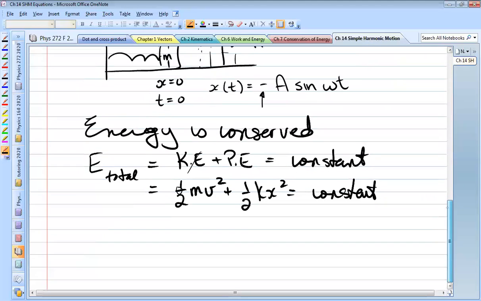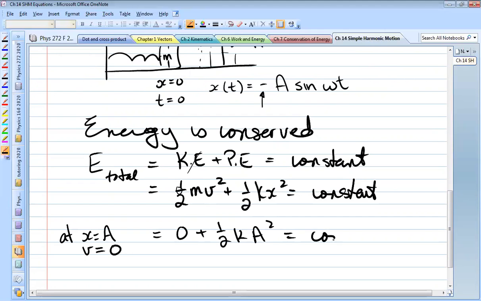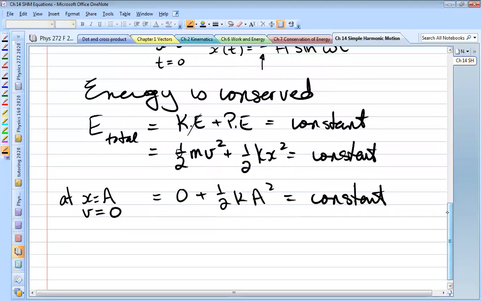And the total energy is divided among potential and kinetic all the time. If you just happen to be where v is 0, so this is at x equals a, v equals 0, and so E total would be 0 plus half k a squared, and that's your constant. So whatever that number is, that's the same number throughout. So if this is 100 joules, half k a squared, then kinetic plus potential always adds to 100.